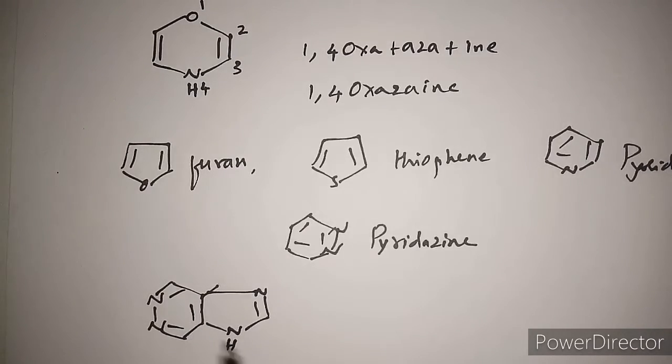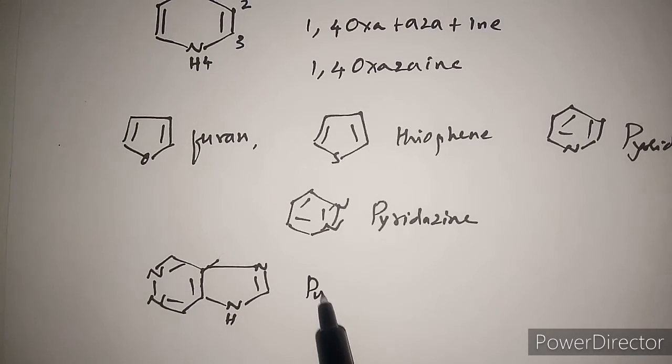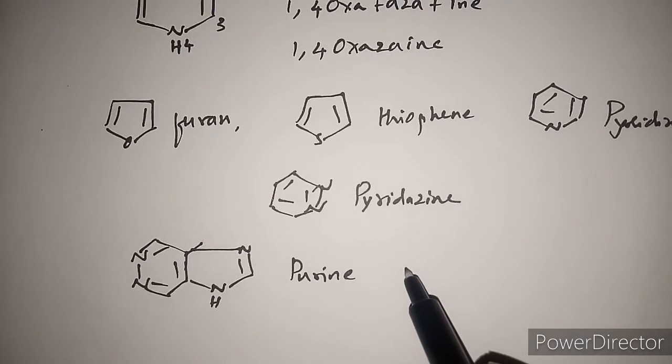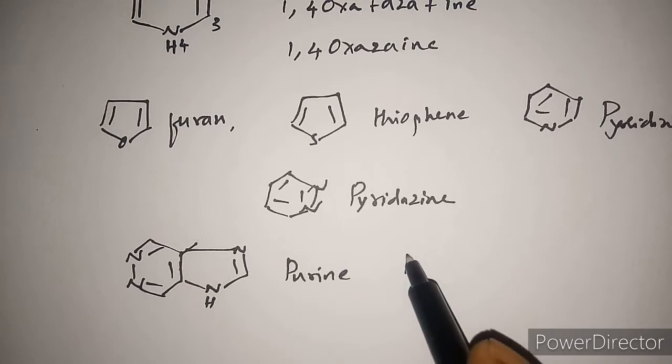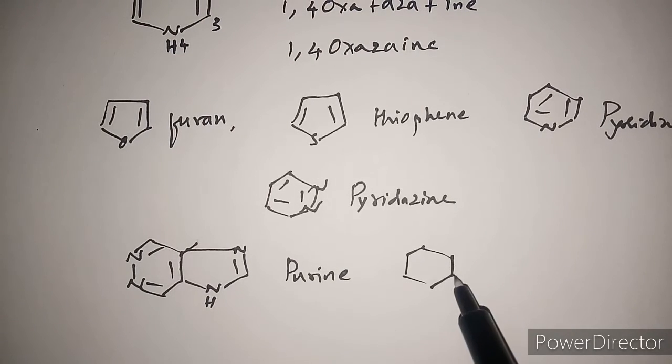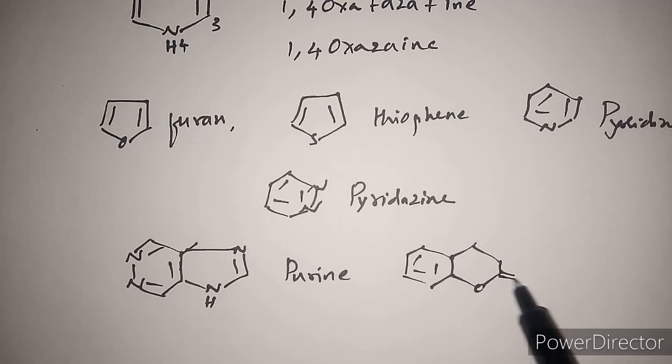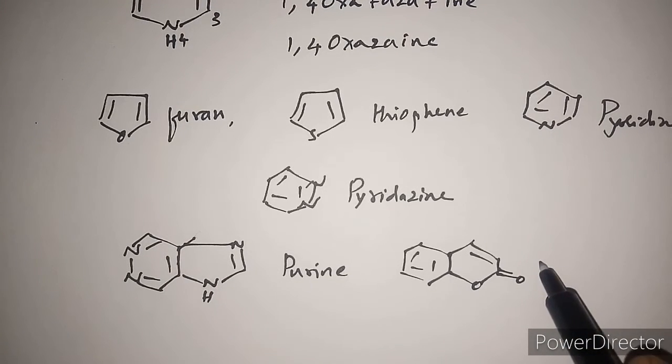Now this we call purine. These are very important in nucleic acid chemistry. Another compound containing this type of structure is coumarin.